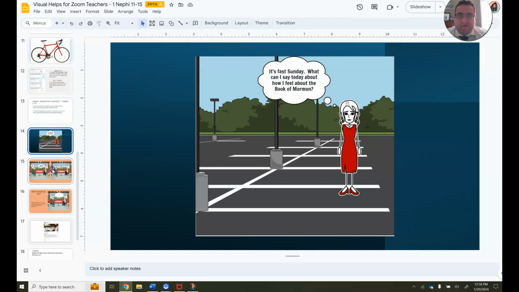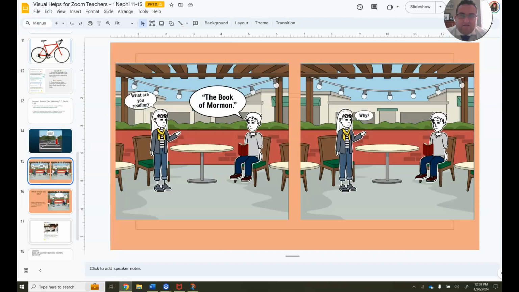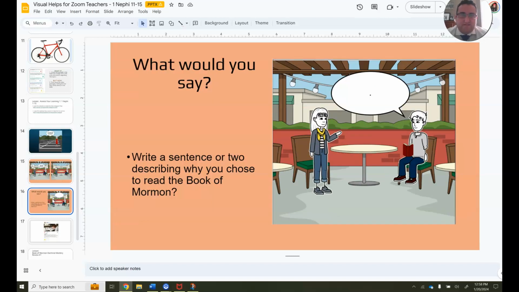Then the next activity was a little scenario between a sibling or a friend and you when you're reading the Book of Mormon. And so I put together a little storyboard of you reading the Book of Mormon there. A friend comes up and says, "Hey, what are you reading?" Or a sister, "What are you reading?" And you say the Book of Mormon, and then the friend says, or sibling says, "Why?" Then the activity is, well, what would you say back? Write a sentence or two describing why you chose to read the Book of Mormon. Again, fun little storyboard there to make it a little bit more come to life instead of just talking about it in a Zoom class.